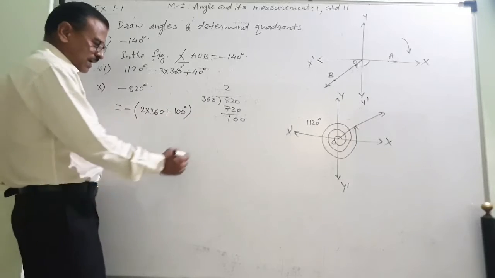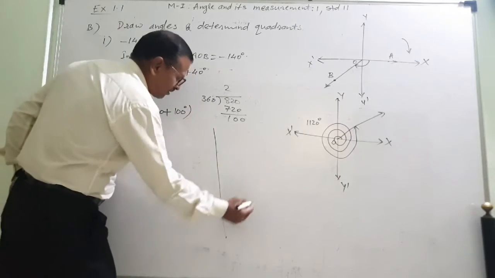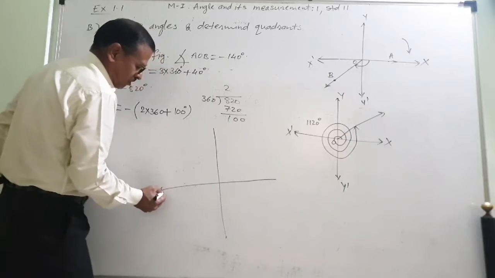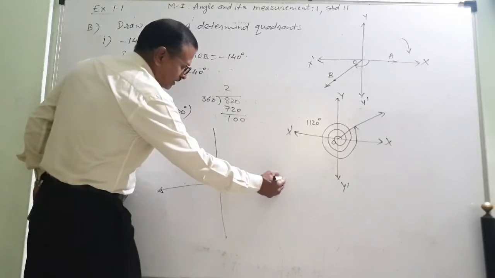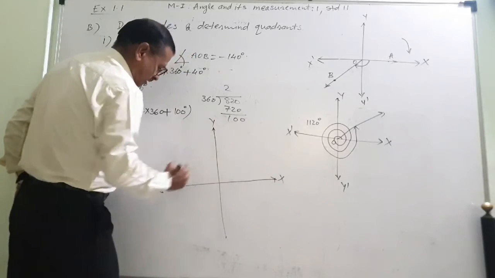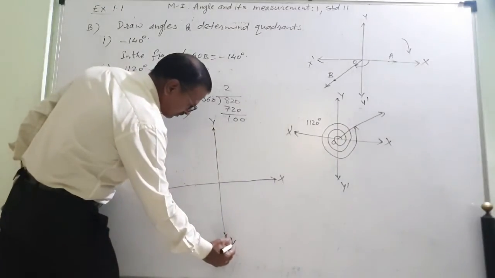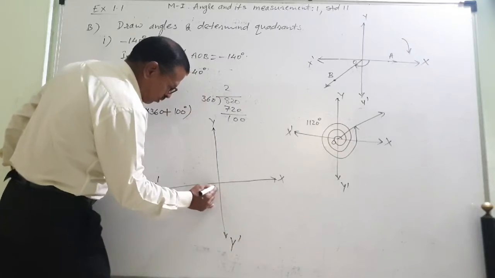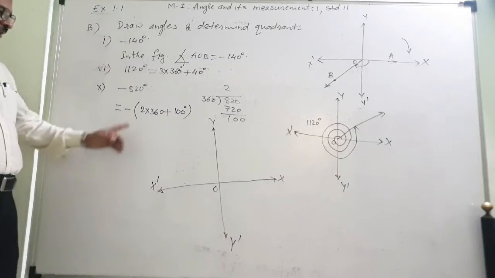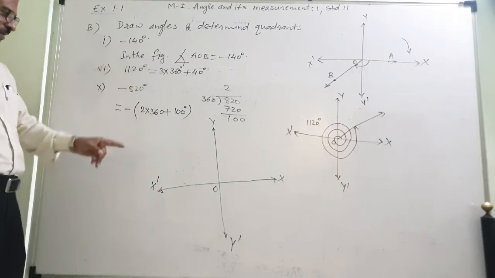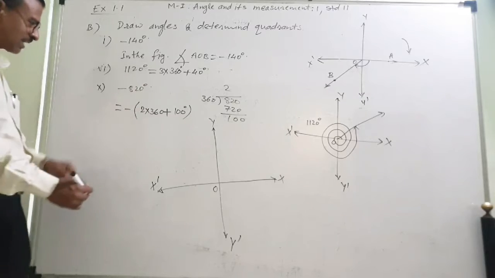How to draw this angle? In the negative direction I have to draw. This is as usual x, this is y, this is x dash, this is y dash. This is your O. 360 how many times? 2 times. In which direction? Negative direction.